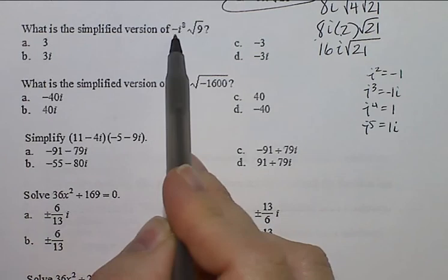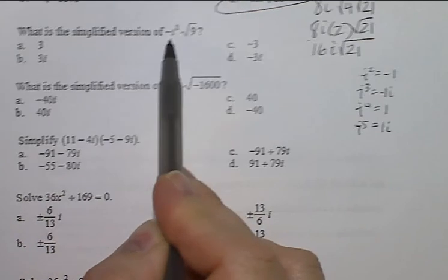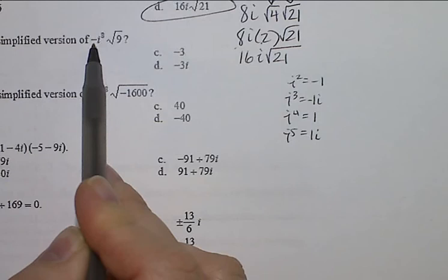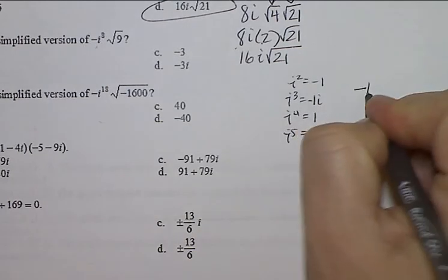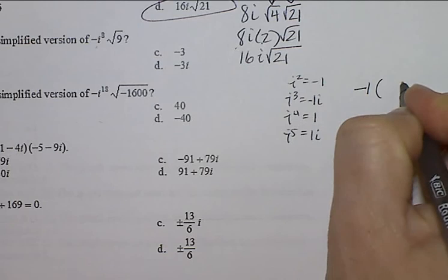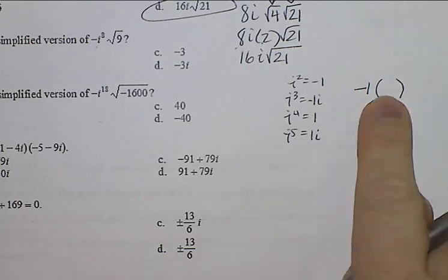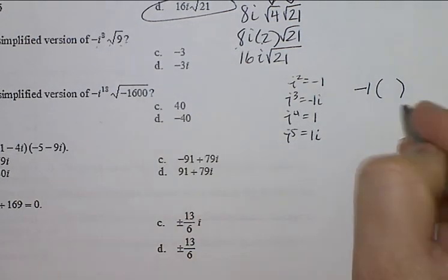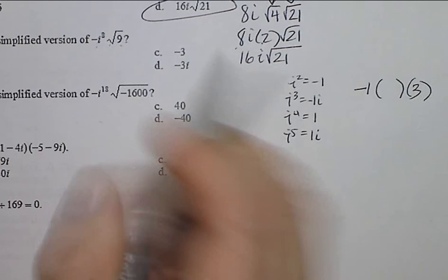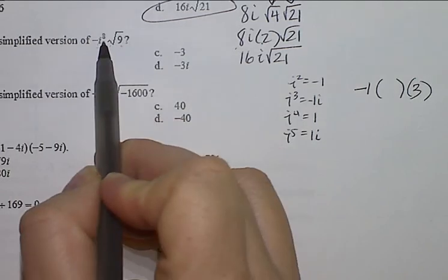So I'm going off to the side here. I have a -1 out front. That's the same as a negative sign. So let's write a -1. I'm going to take i to the 8th, and I'm going to evaluate what is i to the 8th. And then I'm going to take it times the square root of 9, which is equal to 3. So let's figure out what i to the 8th is.